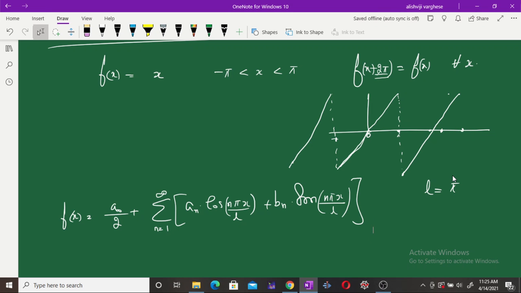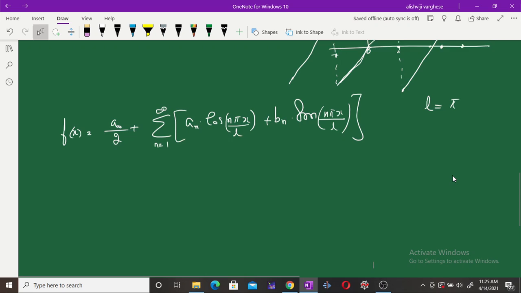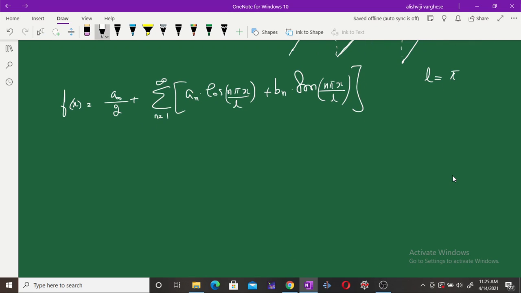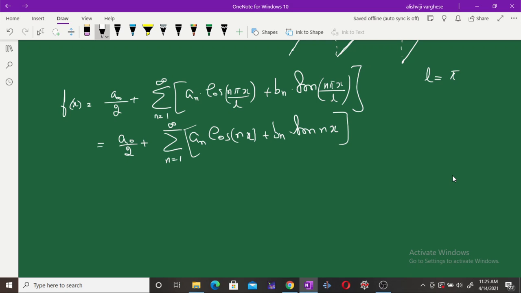So here L is equal to pi, and we can replace all the occurrences of L with pi, and therefore we have the Fourier series representation as a naught by 2 plus summation n varies from 1 to infinity a n cos n x plus b n sin n x. Now just mark it as equation number 1.